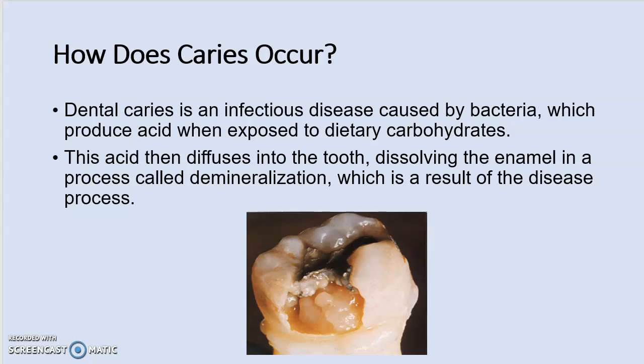Please pay special attention to the word infectious. Caries occurs because of specific bacteria, and bacteria is living. Therefore, if you have active caries in your mouth and share utensils, drinks, or other items with family members or friends, you could potentially transmit that bacteria to their mouth and vice versa.